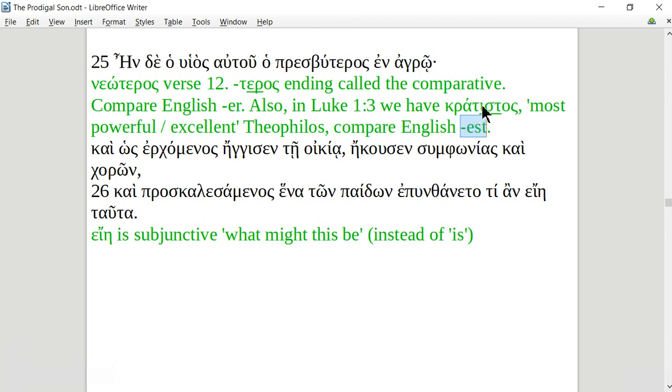But this ending isn't so common. This one is fairly commonly found. When I was reading through Luke's Gospel, I found it quite frequently.